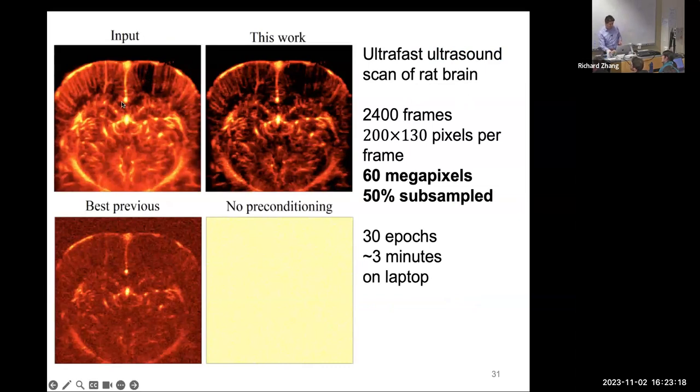The input looks like this, and the denoised version looks like this. So using other preconditioners, right, the best you can do is something that looks like this. It blows up the noise because it's very noisy, you're trying to denoise in the first place. If you don't use preconditioning, it doesn't converge at all, okay? We did 30 epochs at 3 minutes on a laptop computer like this one here, okay?